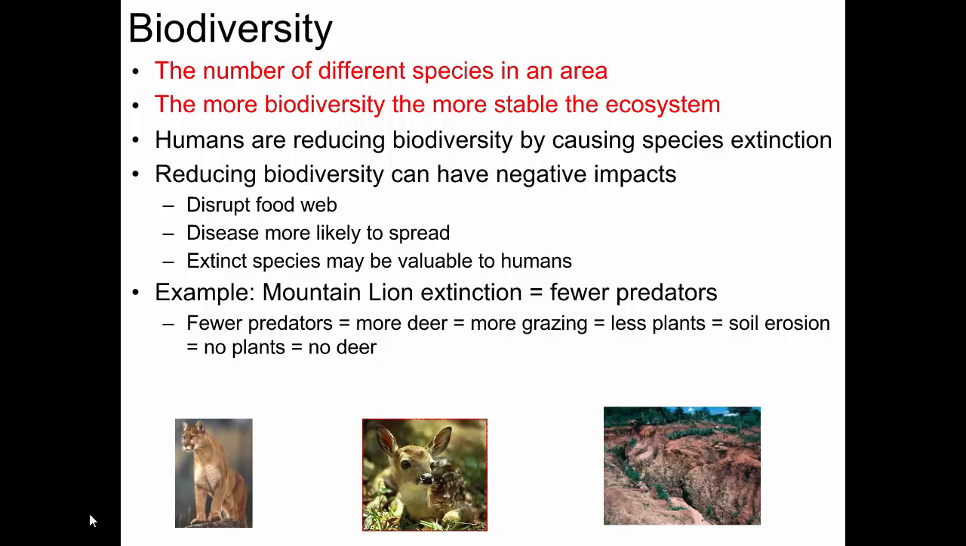And as we take a species out of an ecosystem, that has a drastic impact on the ecosystem. For example, if you take a mountain lion out of an ecosystem, it means there's fewer predators, which means the more deer you have, the more they graze. They eat more of the plants. The less plants you have, the more soil erosion, and it could lead to the destruction of the soil, and then you have no more plants, and then you have no more deer, and then you have no more anything. So it can lead to a cascade of negative consequences.